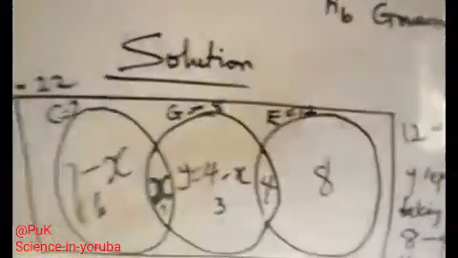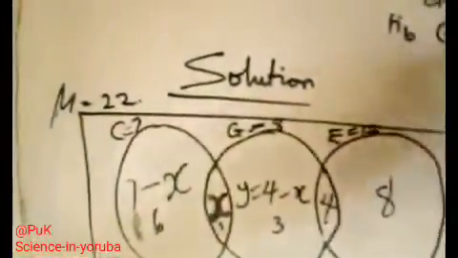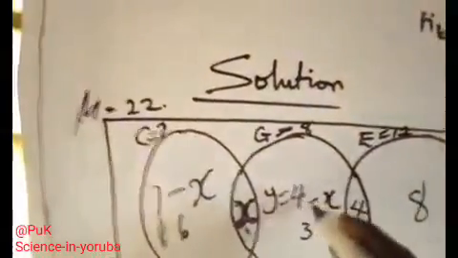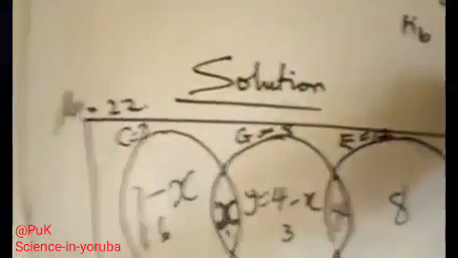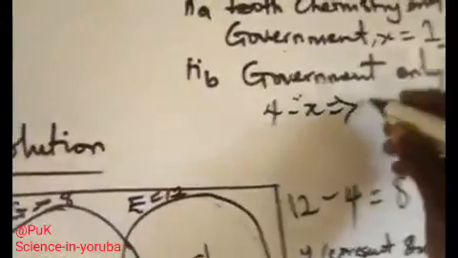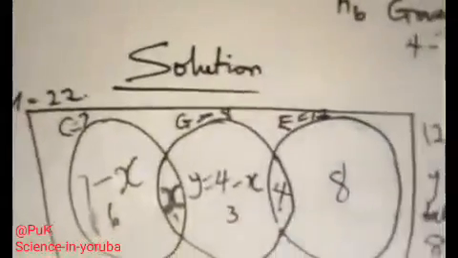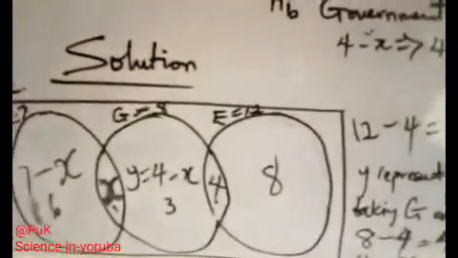So the number of students taking government only will be 4 minus x, which is 4 minus 1, equal to 3. So 3 students are taking government only.